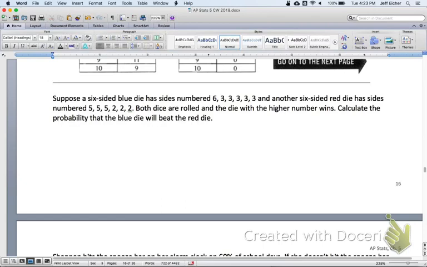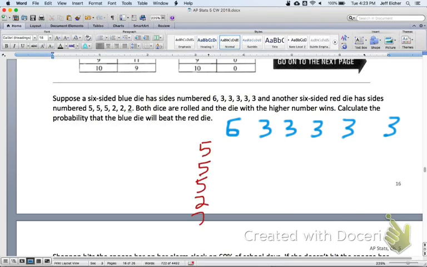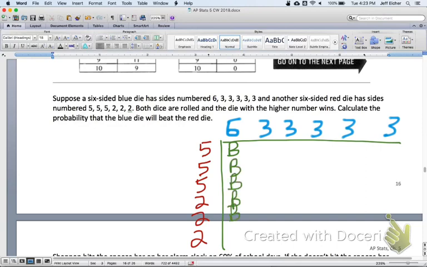On a situation like this, I would definitely recommend doing the sample space. We have a blue die with these numbers 6, 3, 3, 3, 3, 3. And we have a red die with these numbers 5, 5, 5, 2, 2, 2. And it's whoever wins. So let's see, we'll do B for blue wins and R for red wins. So blue would win on all of these. Blue, blue, blue, blue, blue, blue. Blue wins.